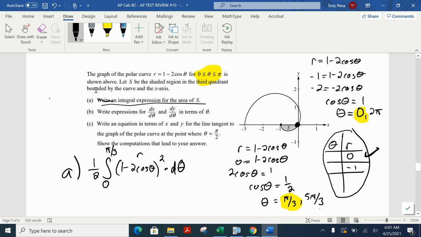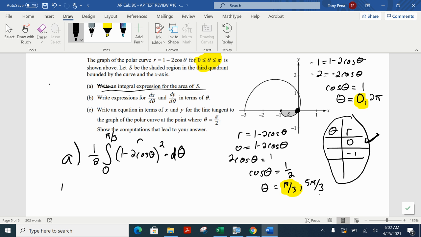Letter B. I mentioned earlier that sometimes it's obvious when they want you to convert from polar to Cartesian or back from Cartesian to polar. Sometimes it's a little more hidden. That's what this one is.